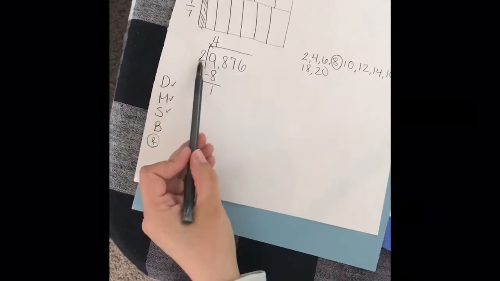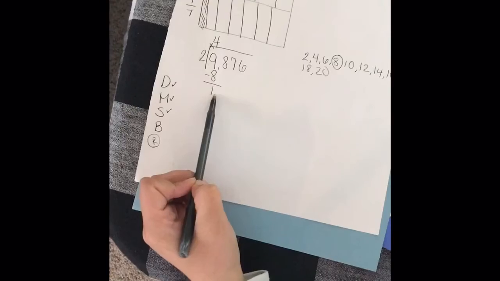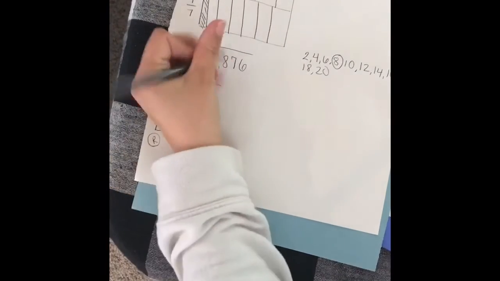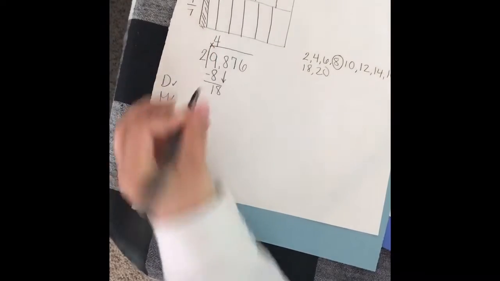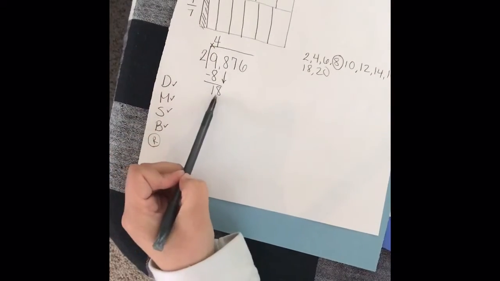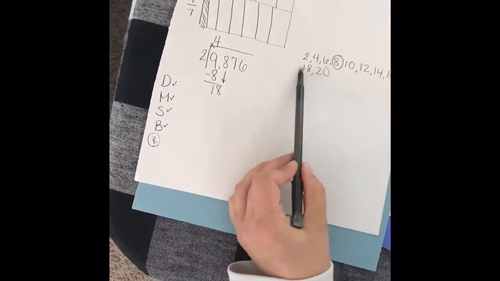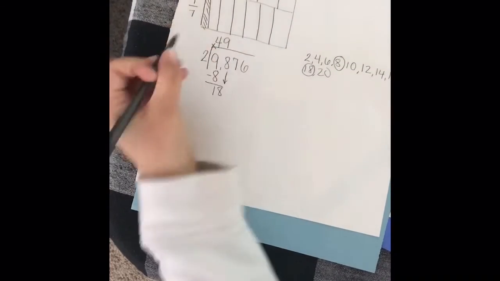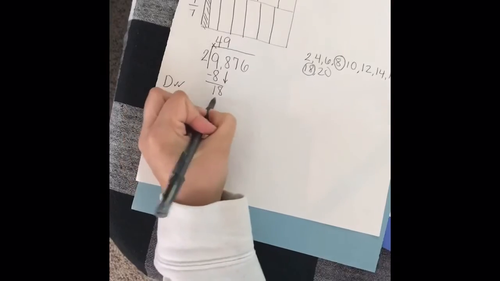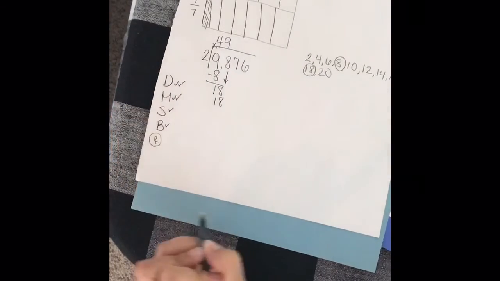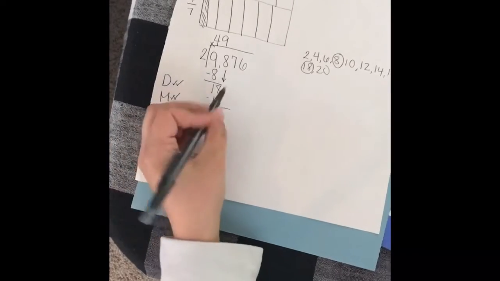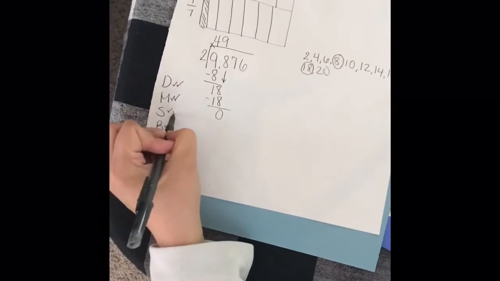Before we bring down, we try to see if we can divide, but I know 2 people can't fit into 1 chair, so we're going to bring down that 8. Now we're looking to divide 2 into 18. So I'm looking for the number 18. Oh, why yes. It can go in 9 times. 9 times 2 is 18. Love it. Then we go ahead and subtract. 18 minus 18 is a big fat 0.